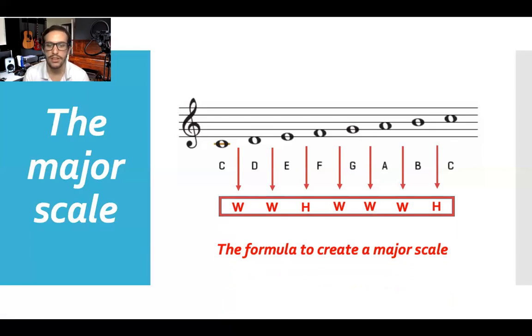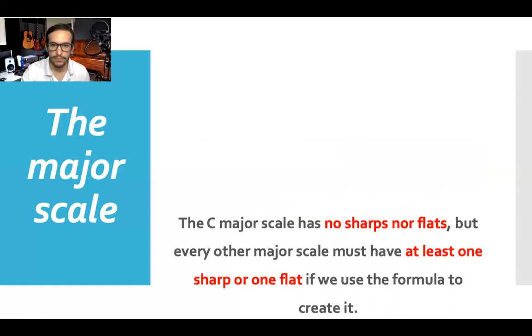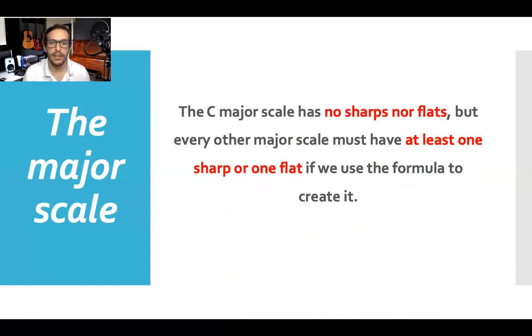This pattern is going to be the formula to create a major scale. If you follow this formula, you can create any major scale starting from any note ever, okay? We're gonna do that right now. The C major scale has no sharps nor flats, but every other major scale must have at least 1 sharp or 1 flat if we use the formula to create it, okay? We're gonna do some exercises, so don't worry. Everything is gonna be clear later. So let's do some exercises.